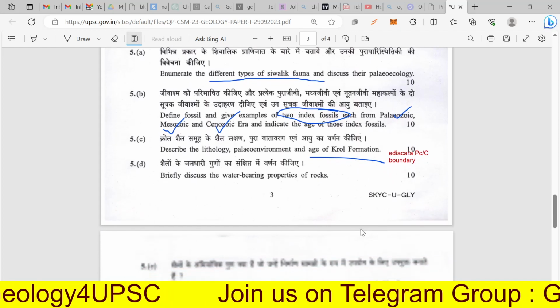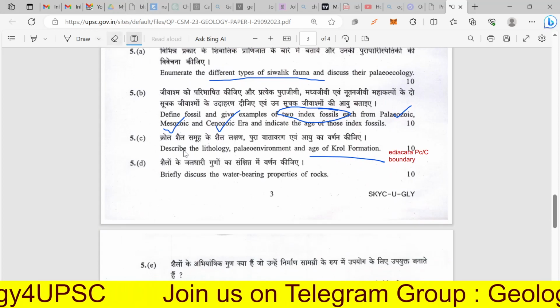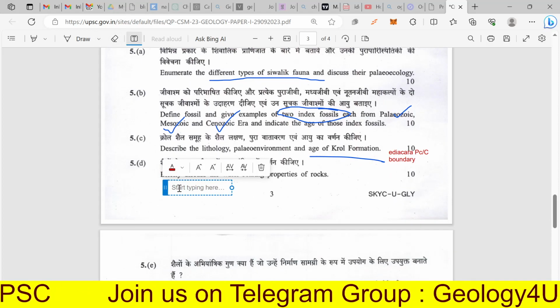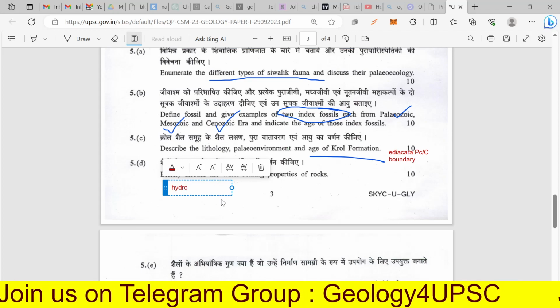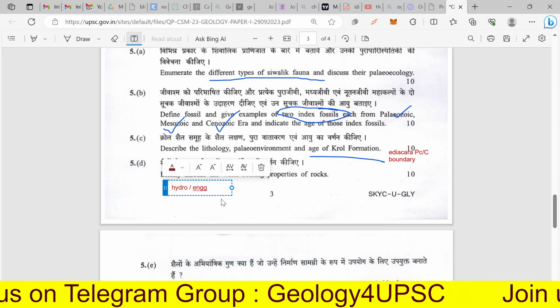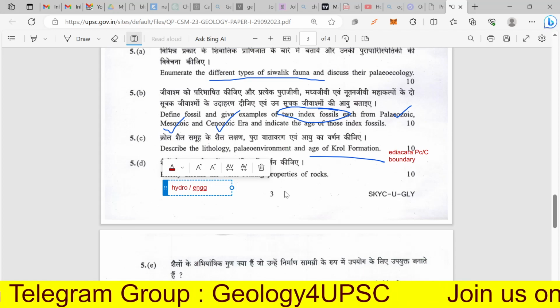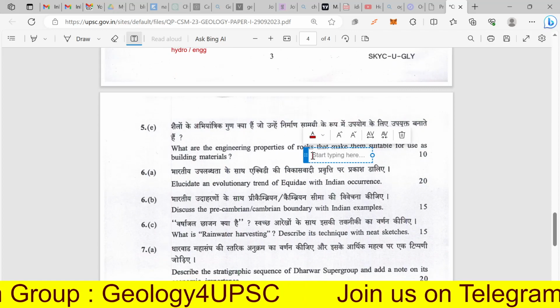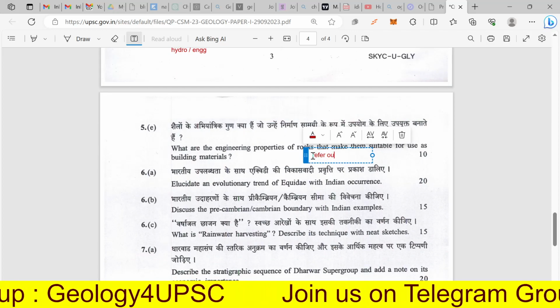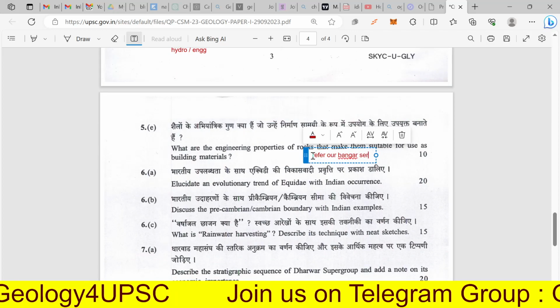5D is the question of the water-bearing properties of the rock. This is a hydrology-based question, very simple. You can write about porosity, permeability, transmissibility, etc. 5E, this is a straight question from Bangar. You can read about it, the engineering properties of the rock, the hardness, the uniaxial compressive strength, the porosity, etc. You can write about it.